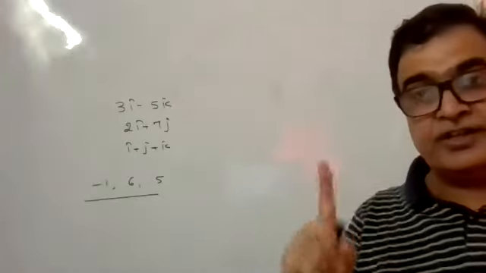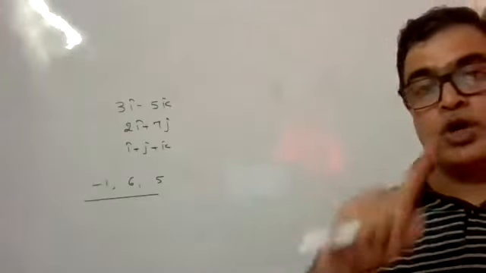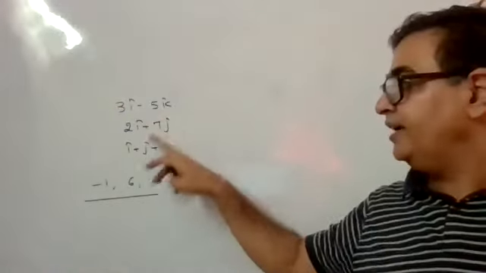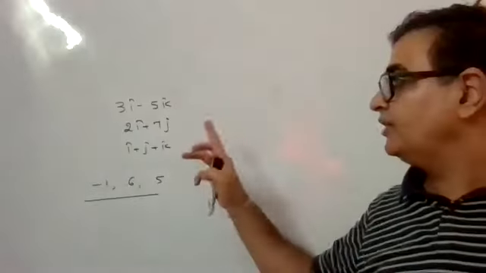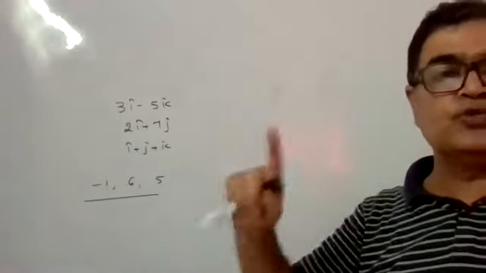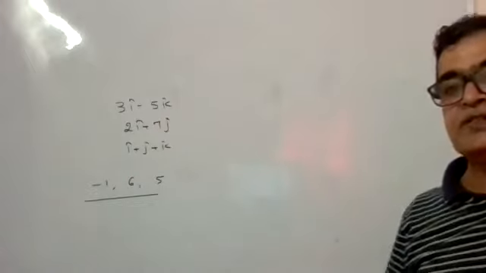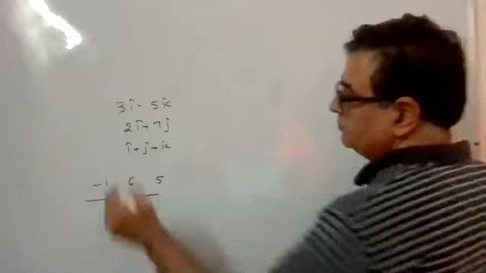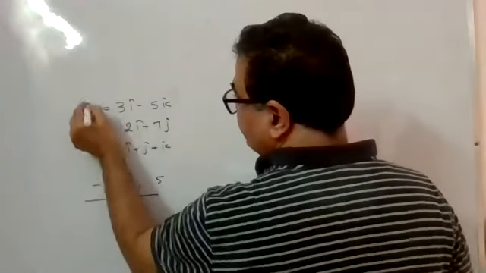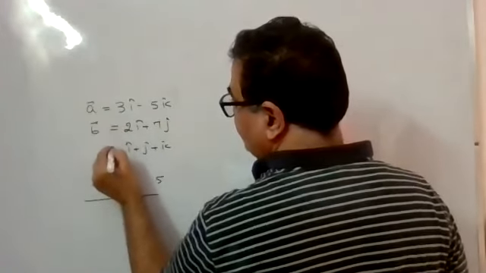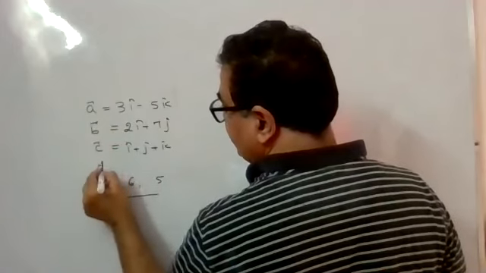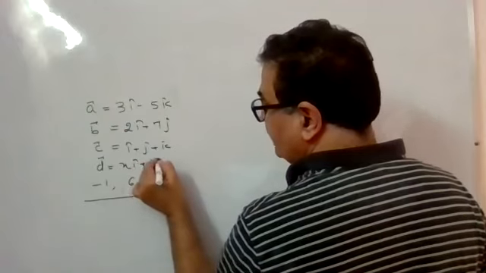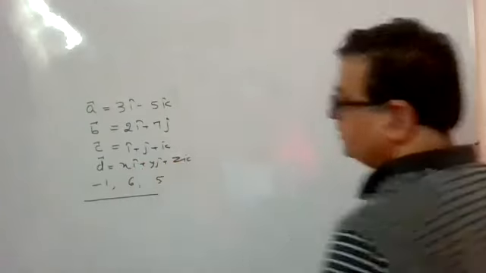The question says one vector is given to you whose dot product with this vector is minus 1, dot product with the second vector is 6, and dot product with the third vector is 5. You should find out what is x, y, z, what is that unknown vector. Again, this is A vector, this is B vector, this is C vector. D is unknown, we don't know what it is. Let it be xi plus yj plus zk.